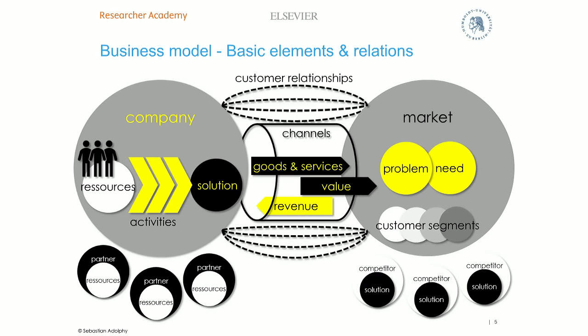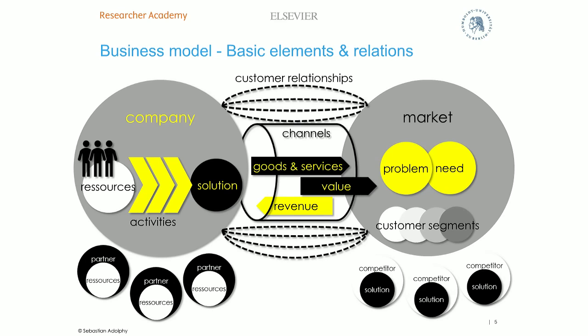There you see different customer segments which represent the different customers inside a market, and these customers have problems and needs which are asking for the value which the company is providing. And if the value is right for the customer and is right for their problem or their need, they are going to pay for it, which is going to bring revenue to the company. So this is the basic relationship between customer and company.